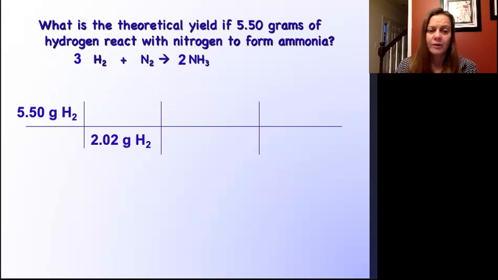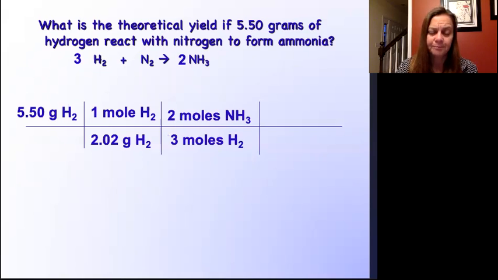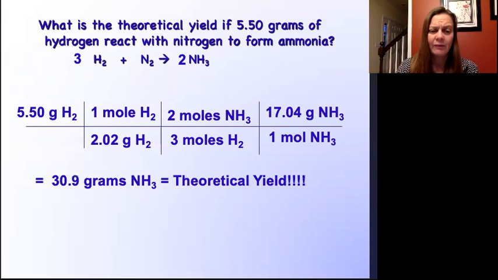So we're going to convert from grams of hydrogen to moles of hydrogen. And then our next step is always going to be to use our molar ratio to convert from moles of hydrogen to moles of ammonia. And then the last step is to convert from moles of ammonia to grams of ammonia using the molar mass of ammonia. And we get that in theory, we can make 30.9 grams of ammonia. And that's going to be our theoretical yield.